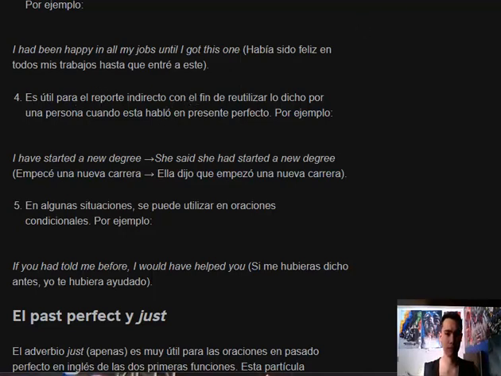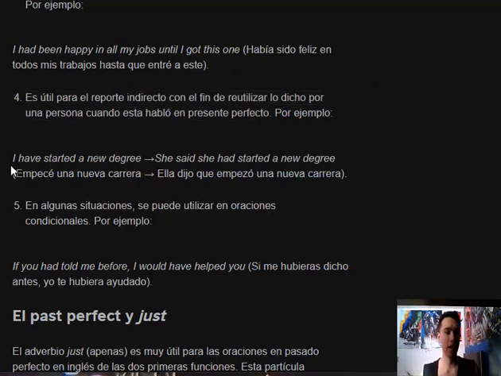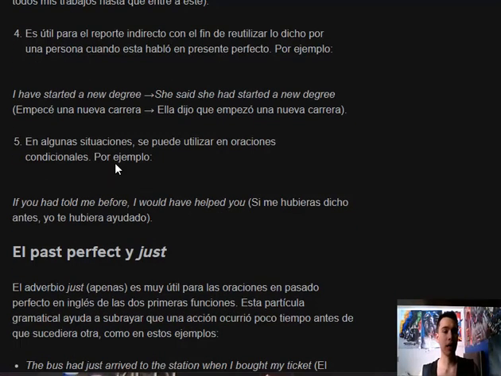Also, it's useful for indirect reporting, in order to reuse what a person said when they spoke in the present perfect. Like, I have started a new degree. She said she had started a new degree.